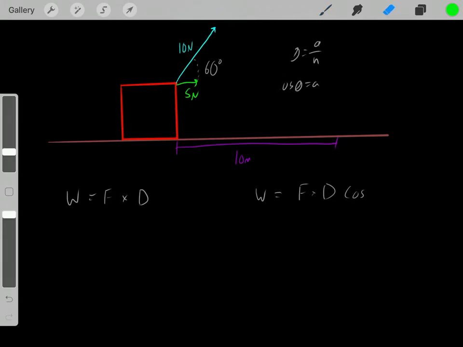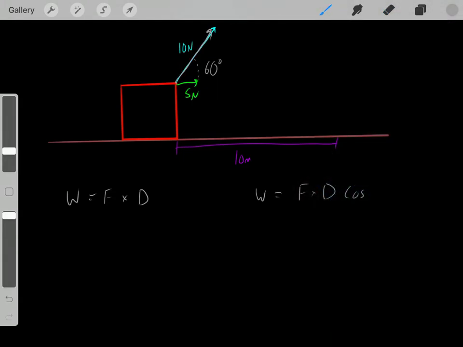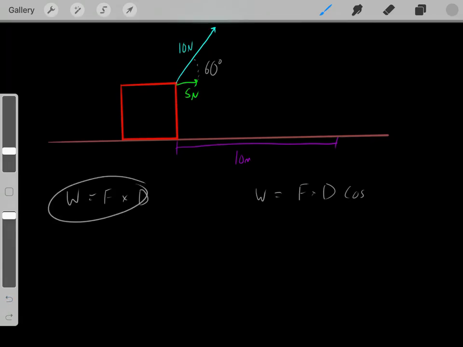So this tells us if we have a 10 newton force in this particular direction, 60 degrees from the horizontal, then this 10 newton force has a component in this x direction, and it's a 5 newton force that's causing that movement. So it's this component of this force that we plug in to find the work done.